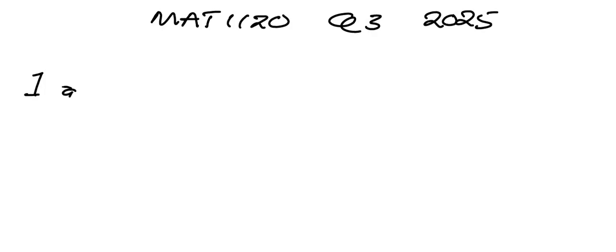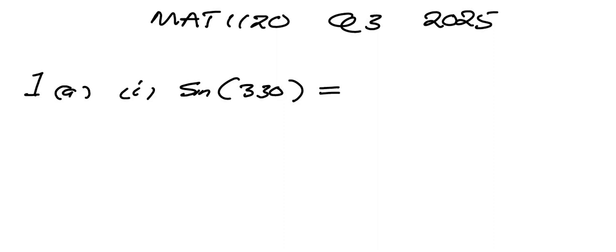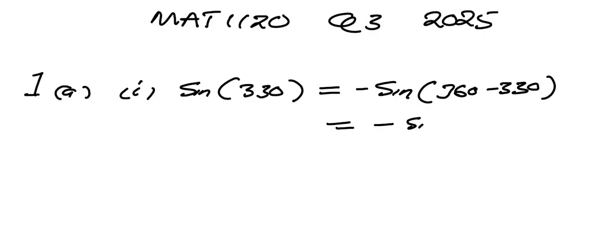So question 1a, they're saying find the exact value of sine 330. So 330 is simply in the fourth quadrant, and in the fourth quadrant sine is negative, so this has to carry a negative sign. Then we say 360 minus 330. This will become negative sine 30. According to your special angles, sine 30 is simply 1/2. So this is what you get for the first part.